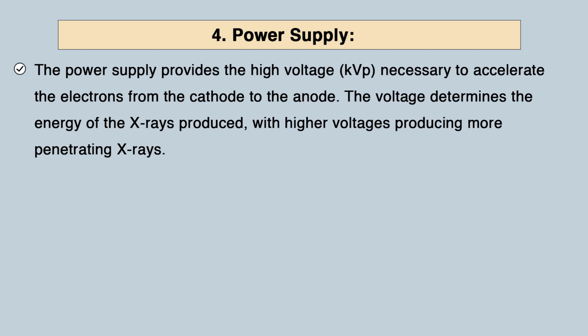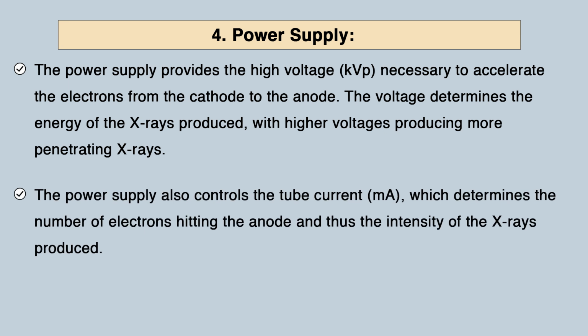Next is the power supply. The power supply provides the high voltage necessary to accelerate the electrons from the cathode to the anode. The voltage determines the energy of the X-rays produced, with a higher voltage producing more penetrating X-rays. The power supply also controls the tube current, which determines the number of electrons hitting the anode and the intensity of the X-rays produced.